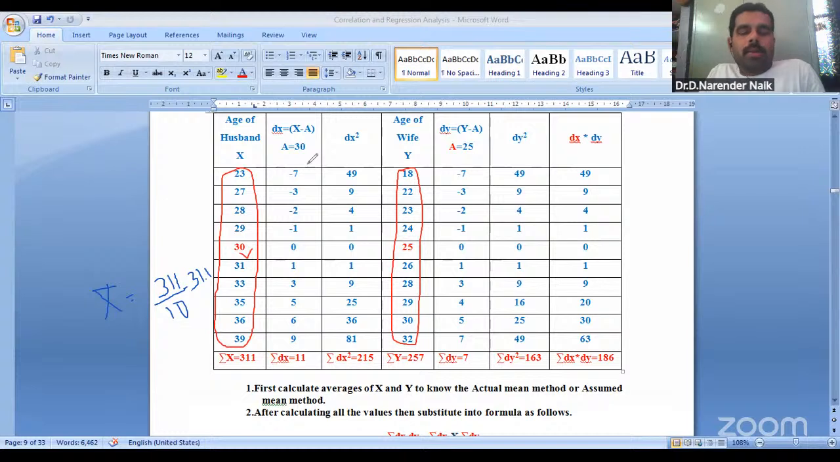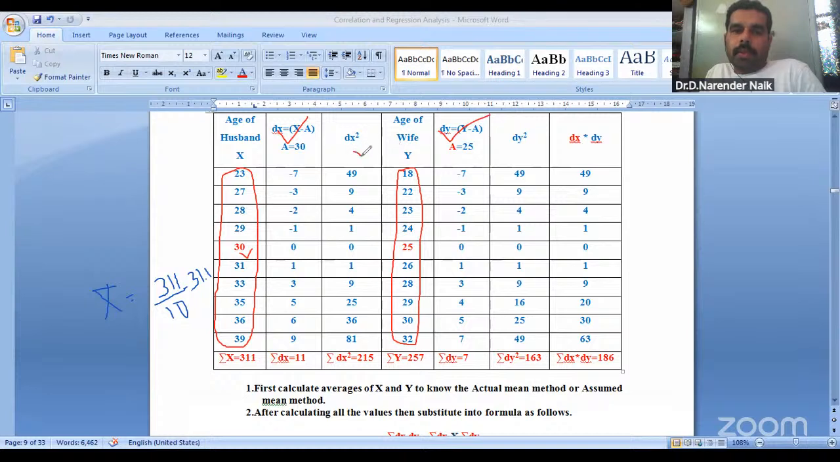So sigma dx is equal to 11. Okay, the same applies for y also. So you observe carefully: 18 minus 25, 22 minus 25, 23 minus 25, 24 minus 25, 25 minus 25, 26 minus 25, 28 minus 25, 29 minus 25, 30 minus 25, 32 minus 25. So you got sigma dy as 7. These values are called dx and dy.